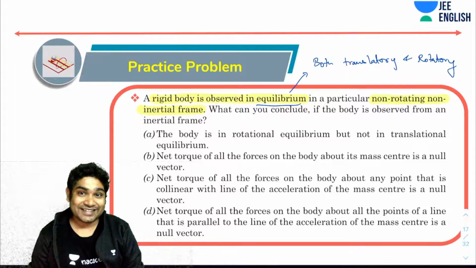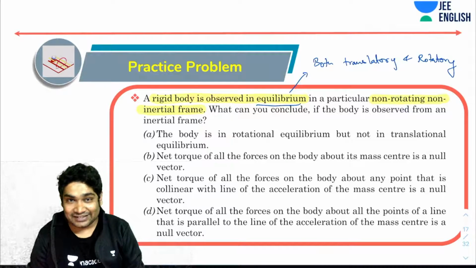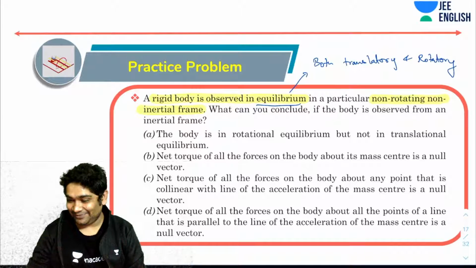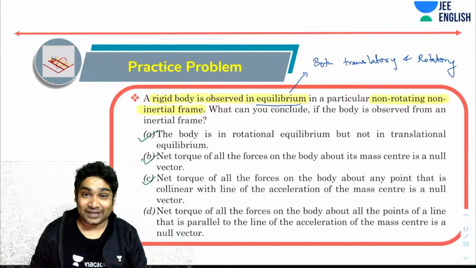So Suraj also says A and B. Okay, so turns out AP is correct. A, B, and C all are correct. Okay, how is that?